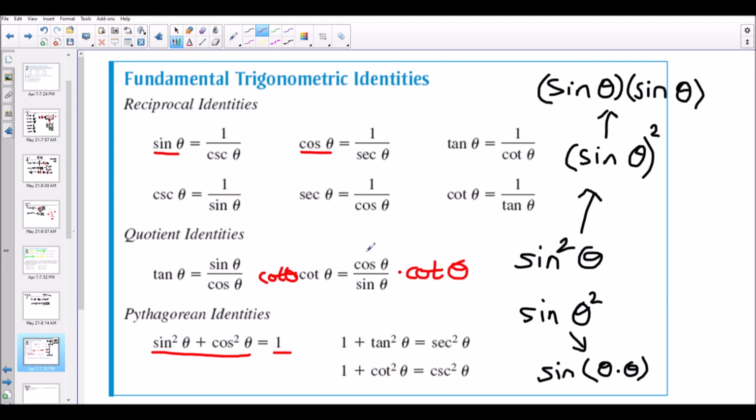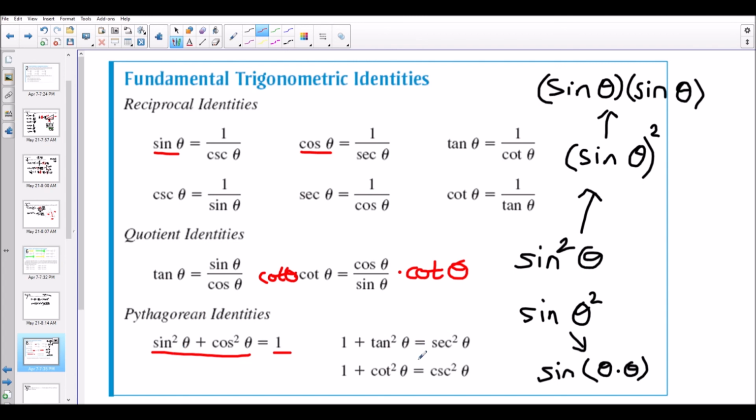So this identity applies to not only cotangent equals cosine over sine, but also to cotangent squared equals cosine squared over sine squared, cotangent cubed equals cosine cubed over sine cubed. It keeps going no matter what power you're dealing with. And actually, that applies to all these identities. Sine squared is equal to 1 over cosecant squared of theta. Cosine squared is equal to 1 over secant squared of theta, and so on. So you get the idea.